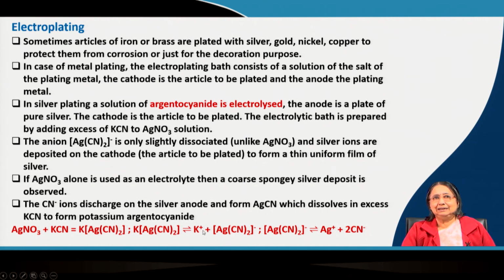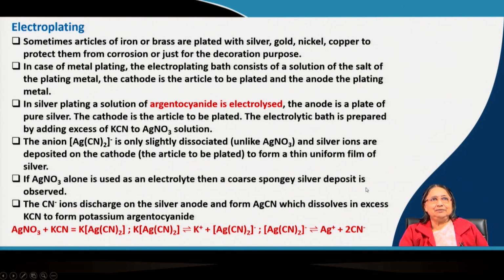This cyano complex of silver will again ionize in a slow manner. That is why it is written here that it is only slightly dissociated. It is in equilibrium, slightly dissociated to produce Ag plus, which will be deposited at the cathode to make the silver plating. But if you use silver nitrate, then this type of thin film will not be produced; instead you will get a spongy silver deposit, which is not wanted.